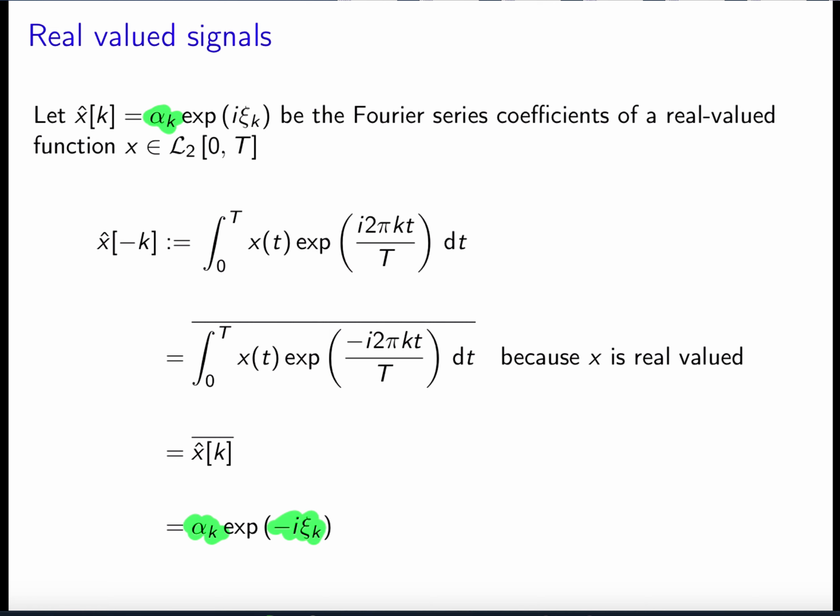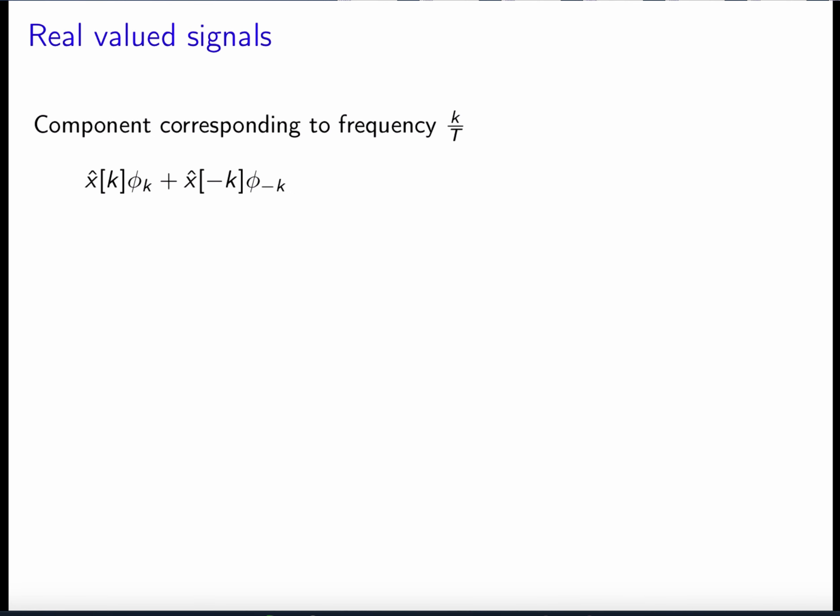This is going to be very useful because now we are going to be able to merge the components corresponding to frequency minus k and k to produce a more intuitive representation of the Fourier series. How do we do that? We basically look at the component corresponding to frequency k and the component corresponding to frequency minus k. We take the coefficient, we multiply it by the corresponding complex exponential, and we sum them together.